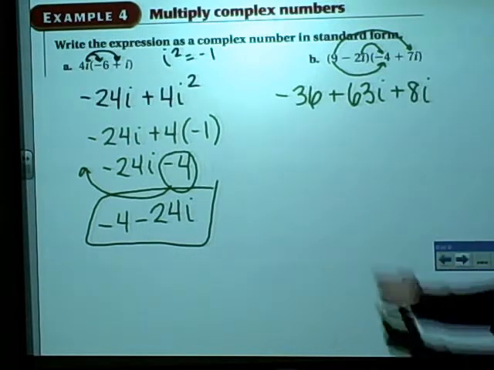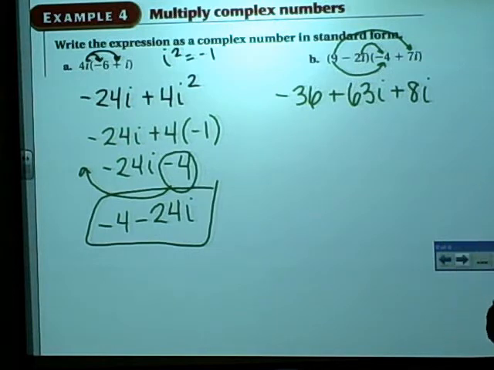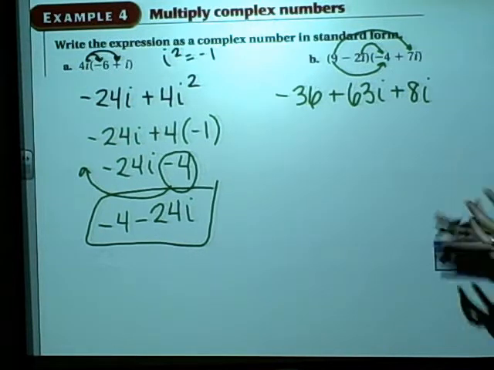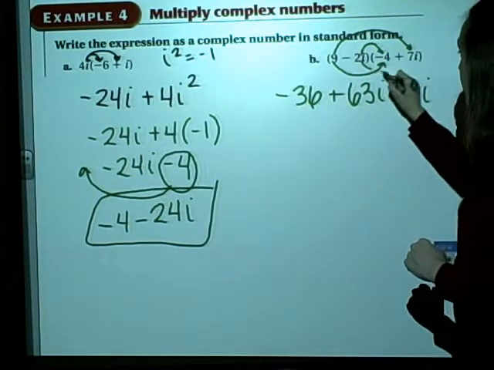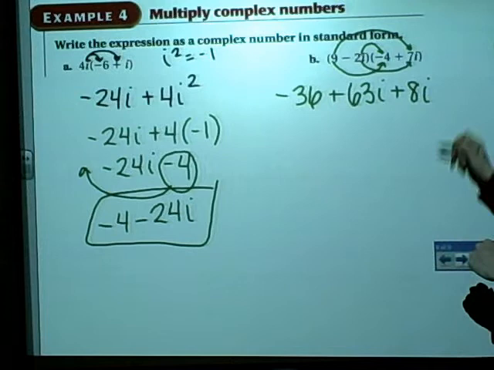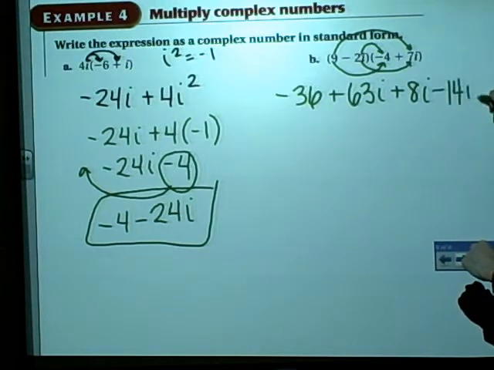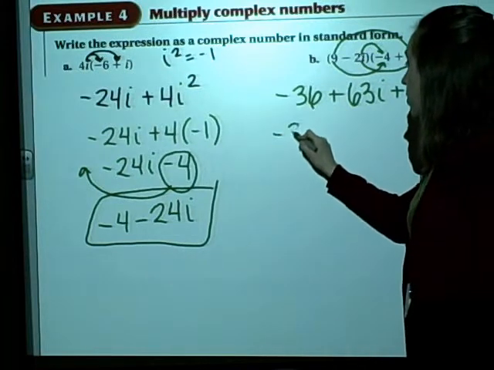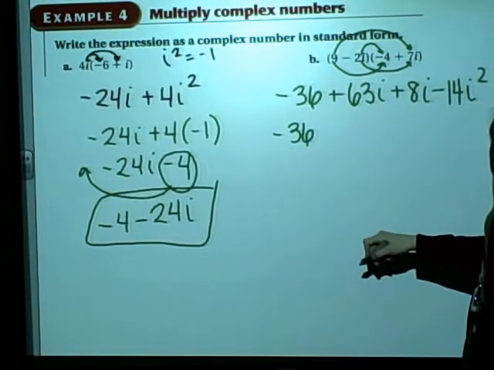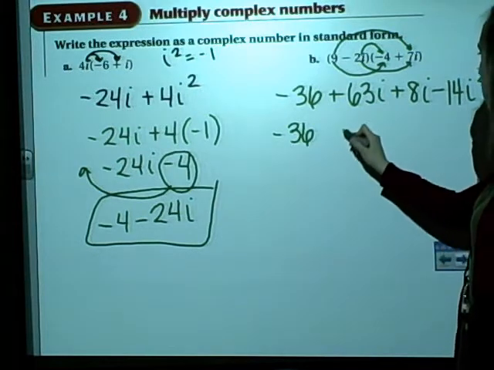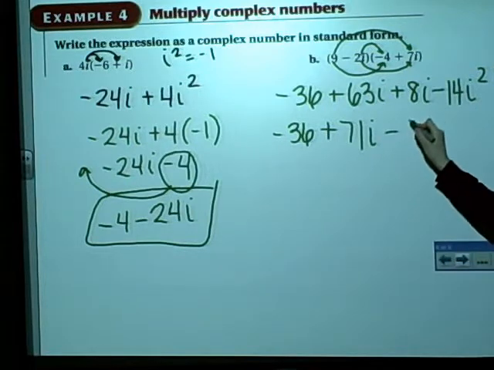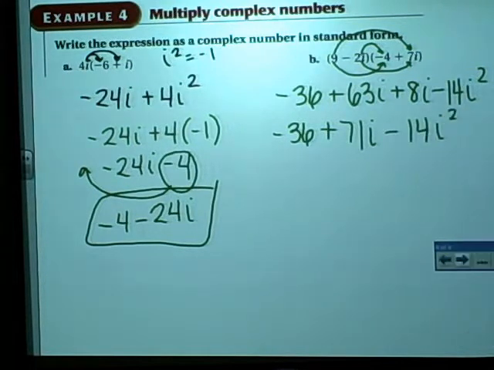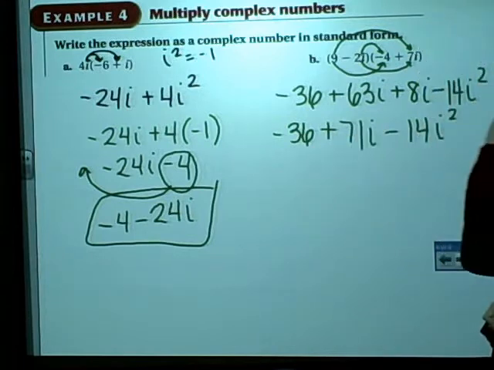Notice, guys, when you multiply a number times i, it follows the same properties as x. They just combine together. You combine those coefficients. And then the last terms, negative 2i times 7i gives me a negative 14i squared. So let's combine a little bit. We get negative 36 plus 71i minus 14i squared. Then, technically we're done.